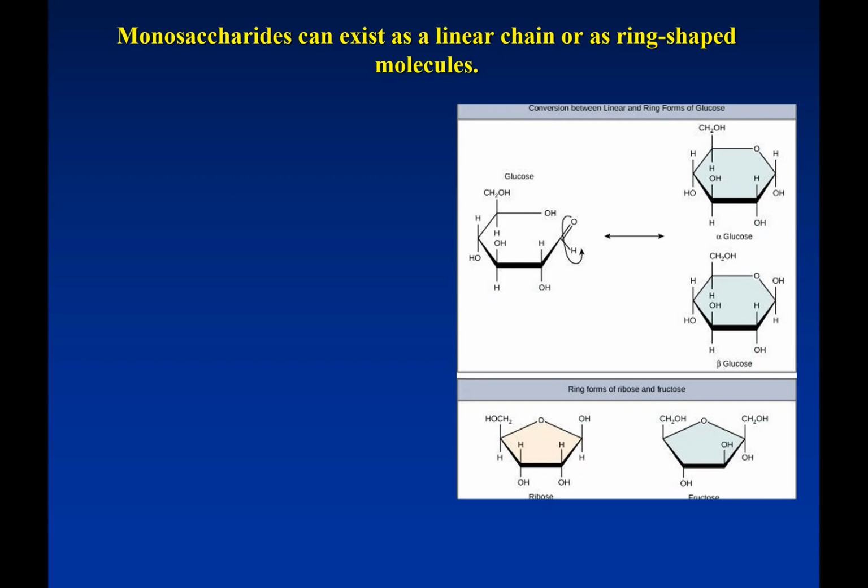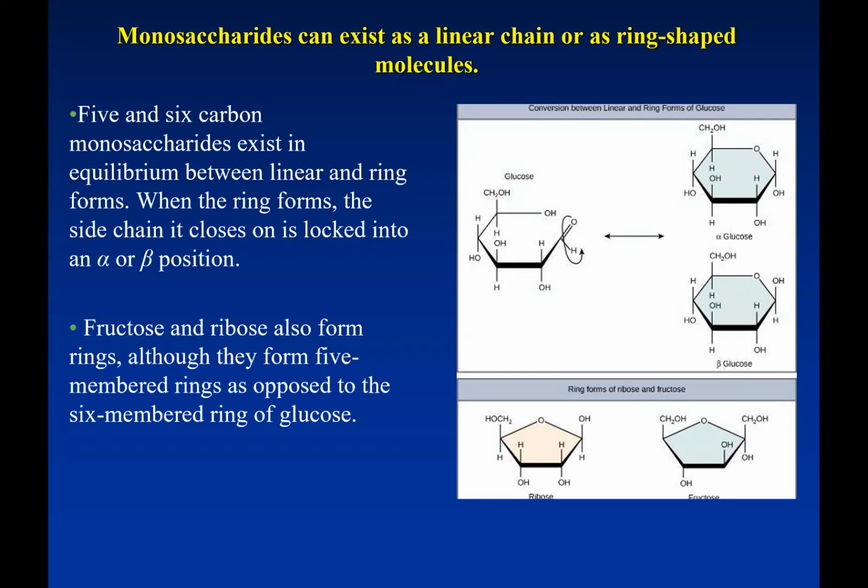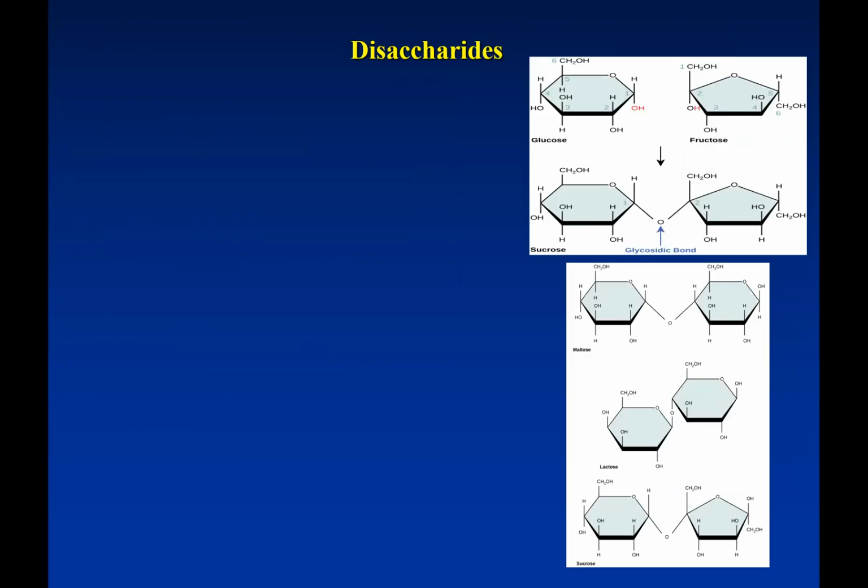A disaccharide is when two monosaccharides come together by a dehydration reaction. You can see glucose and fructose lose a water molecule and form a glycosidic bond to form our table sugar. Again, very sweet. It's widely used in pastries and cooking. Di means two, saccharide means sugar. So there are two sugars.